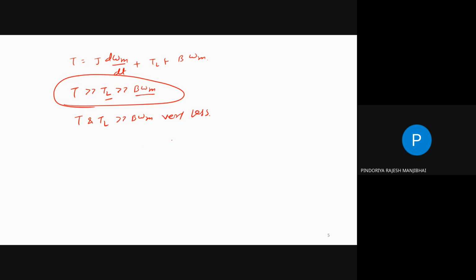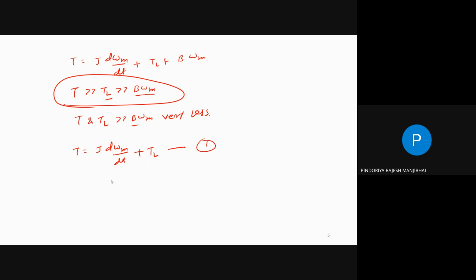So the magnitude of b omega m is very small, so we can neglect b omega m. Correct? Now the remaining term is T equal to J d omega by dt plus TL. We have only this equation. Now we can call this equation number 1.